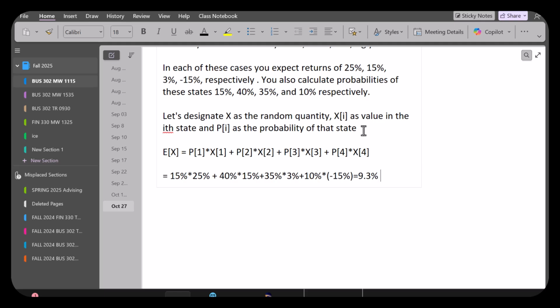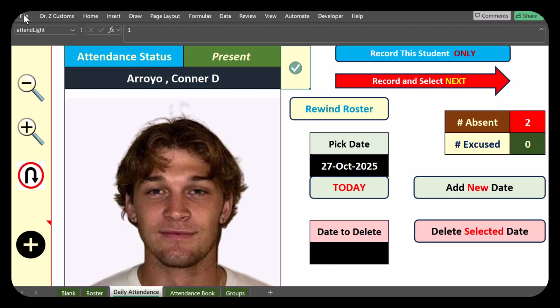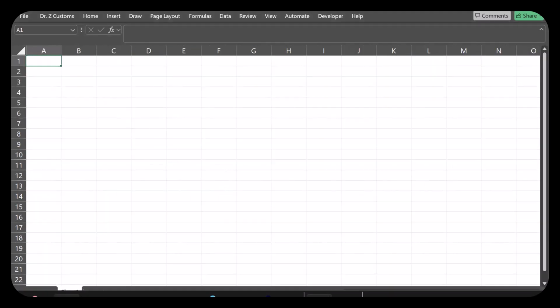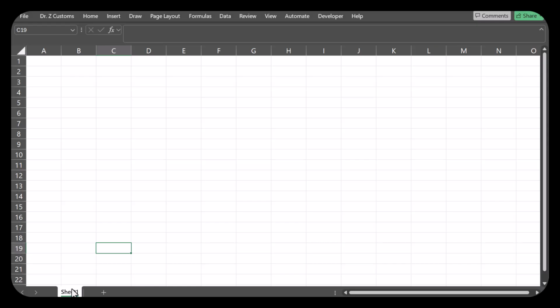All you're doing is multiplying the probability of each state of the road with the value that variable would obtain in that state. Doing this in Excel is not very difficult. Let's call this expected value and risk. We haven't done anything about the risk yet, but we will.